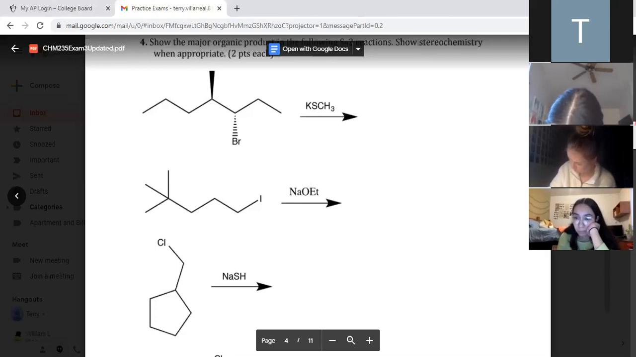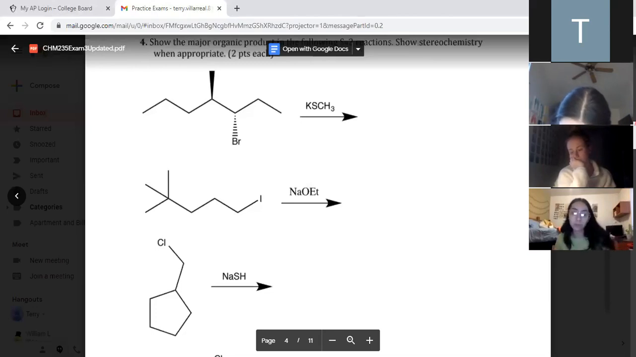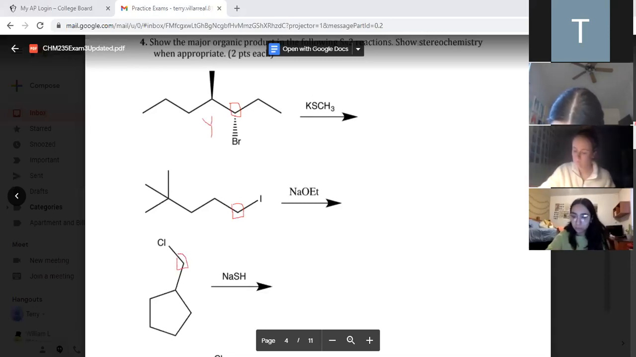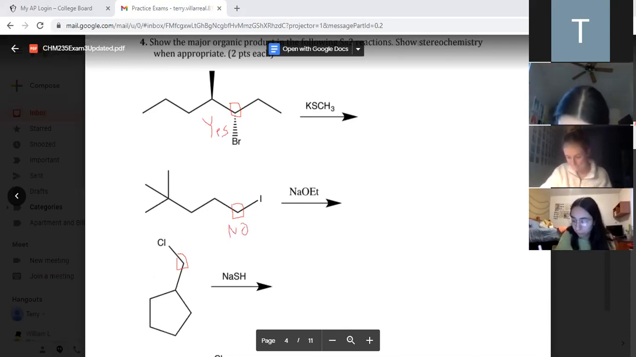Okay. So the first thing you should do in these ones too is also just ask yourself, are they stereo centers? So I'm simply going to come in and circle my carbon and say, all right, so this is the carbon where the chemistry is going to happen every time. All right. So stereo center, yes. Stereo center, no. Stereo center, no. So I don't have to worry about stereochemistry for the last two. I have to worry about it for the first one.